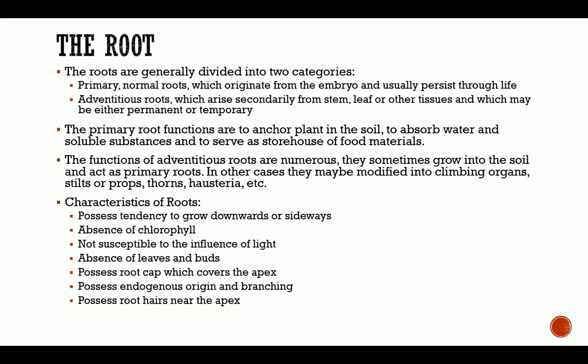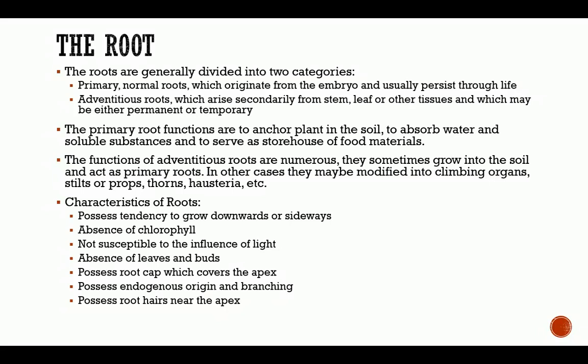The primary root functions just to anchor the plant to the soil and enable the plant also take up water and other soluble substances such as minerals, and to serve as storehouse for food materials. The functions of the adventitious roots are various and numerous. They sometimes grow into the soil and act as primary roots. In other cases, they may be modified into climbing organs, stilts or props, thorns, etc.